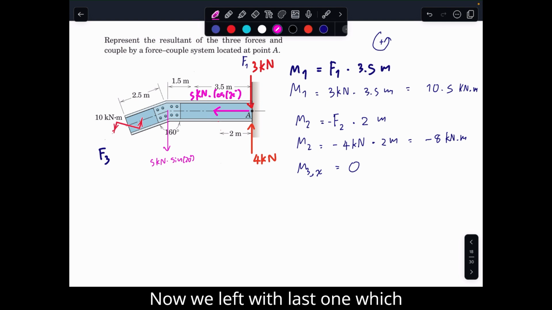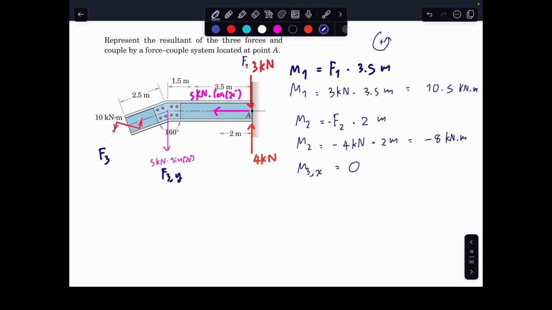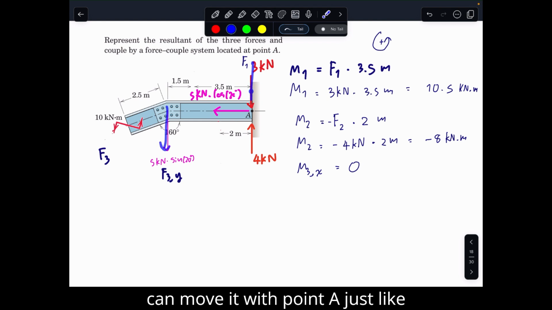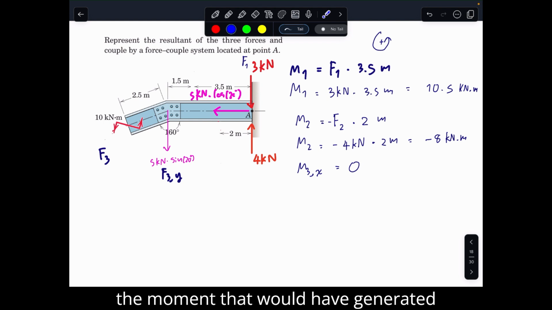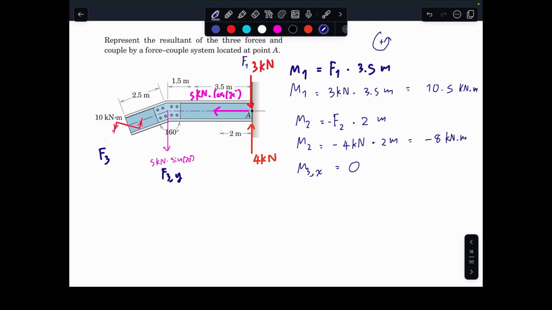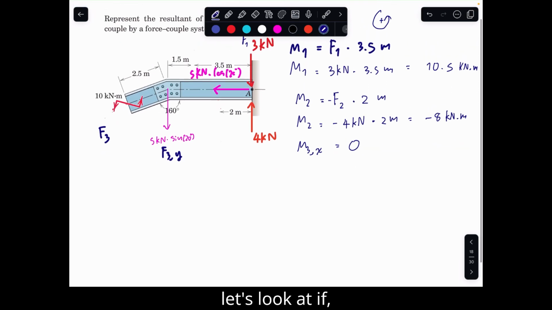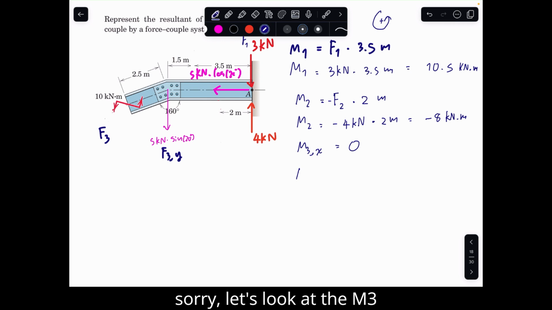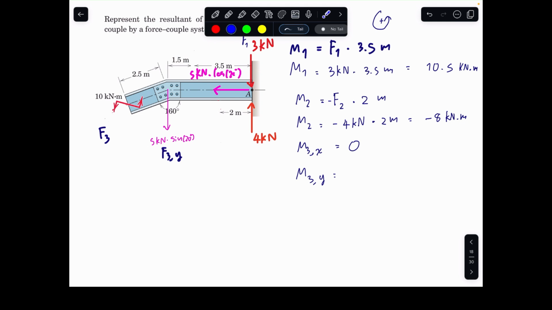Okay, now we are left with the last one, which is F3 in the y-axis. In F3 in the y-axis, yes, we can move it to point A just like F1, and we have to calculate the moment that it would have generated around point A. So let's look at M3 at the y-axis.